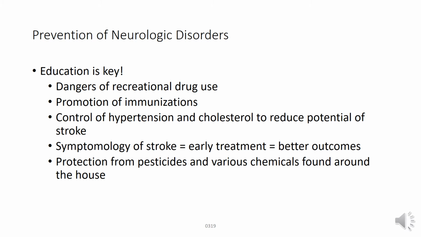We need to educate them over the symptoms of a stroke, and then that early treatment is really important for better outcomes. And then we also need to educate our patients to protect themselves from various poisons such as pesticides and chemicals that are found within and around our homes.